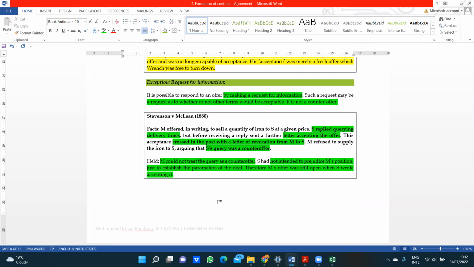Because there was no counter offer, and S just wanted to understand better the parameters of the deal, so he requested the information. This was not a counter offer, and it did not terminate the original offer. So the letter of revocation from McLean to Stevenson was quashed.